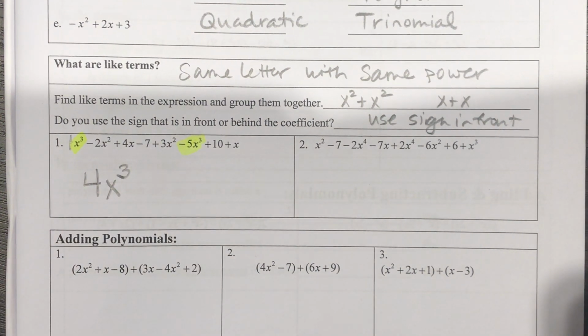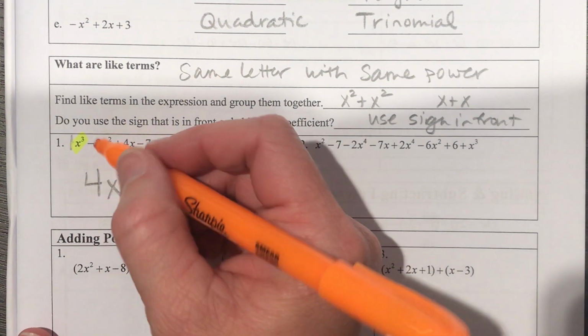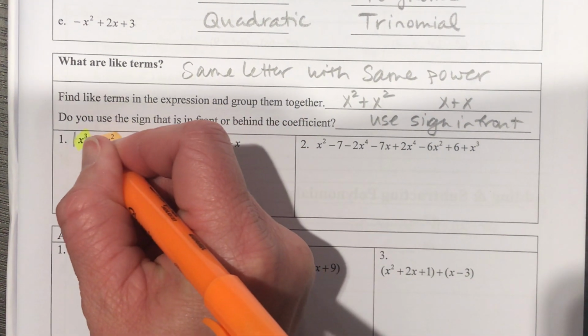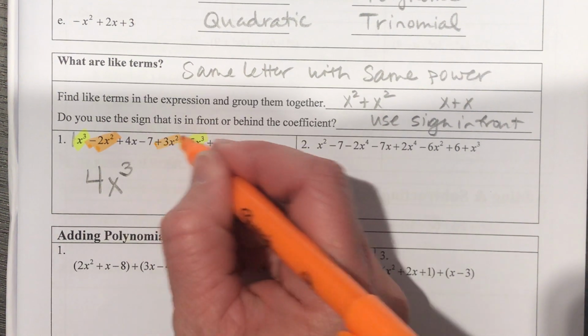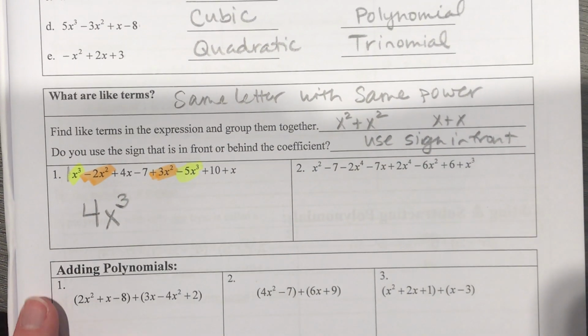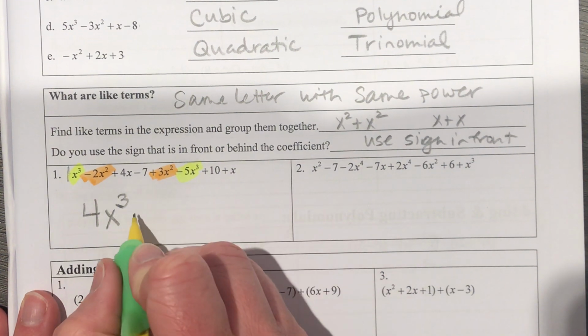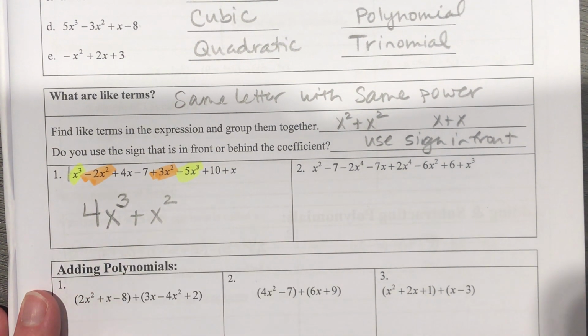Now I'm going to look at my next highest power term, which is my squares. And I notice that I have a couple of those. Negative 2x squared and a positive 3x squared. And so if I add those together, negative 2 plus 3, I get 1x squared.